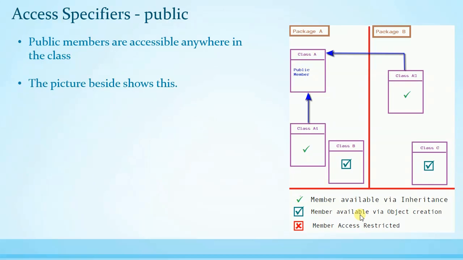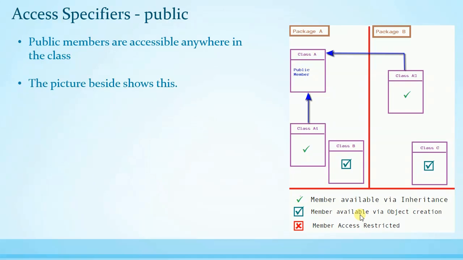A1 is in the current package A. A2 is in a different package called package B. So with this, if you look at the access, the public member in class A can be accessed in all the classes. It includes class A also. So the public member can be accessed in class A1, B, A2, C.